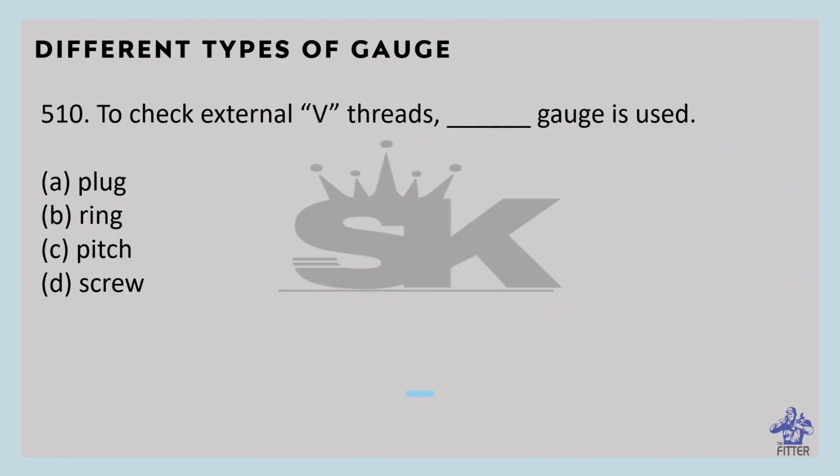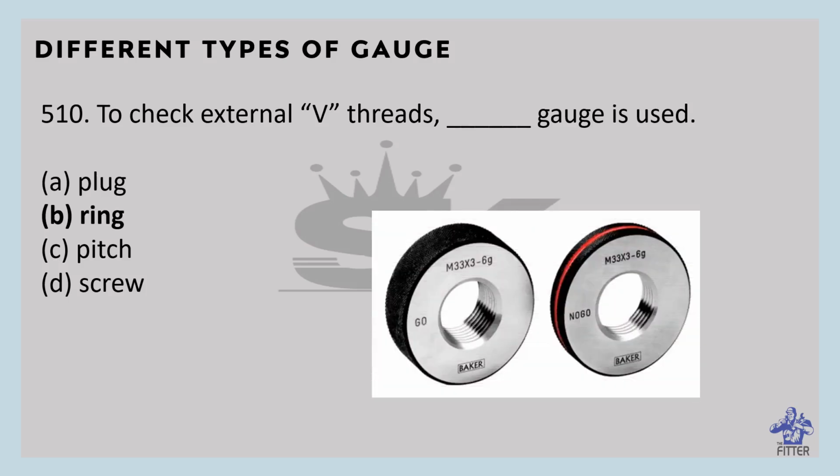To check external V threads, which gauge is used? That is the ring gauge. To check external V threads, the ring gauge is used. These are the ring gauges, of the no-go and go type. It is used for checking the diameter of shafts and studs.